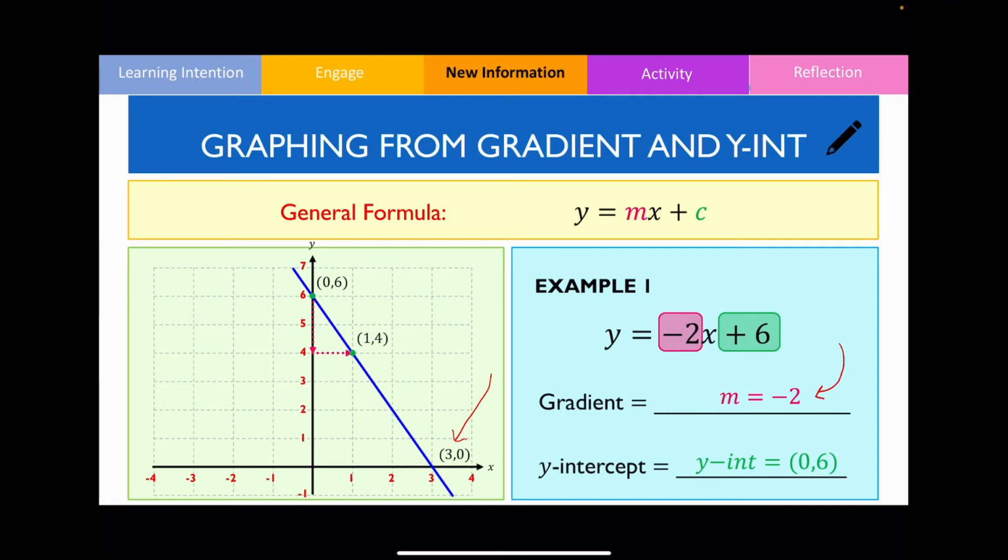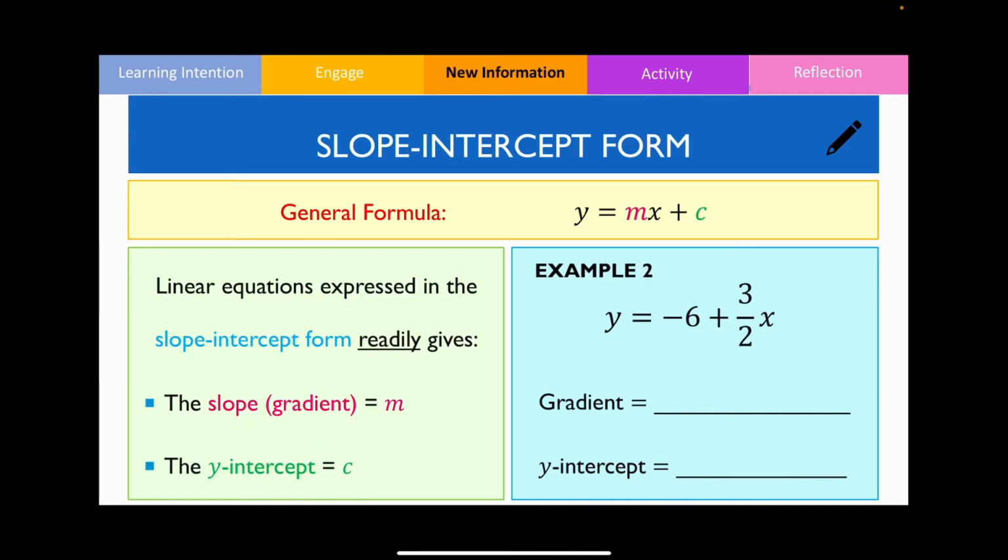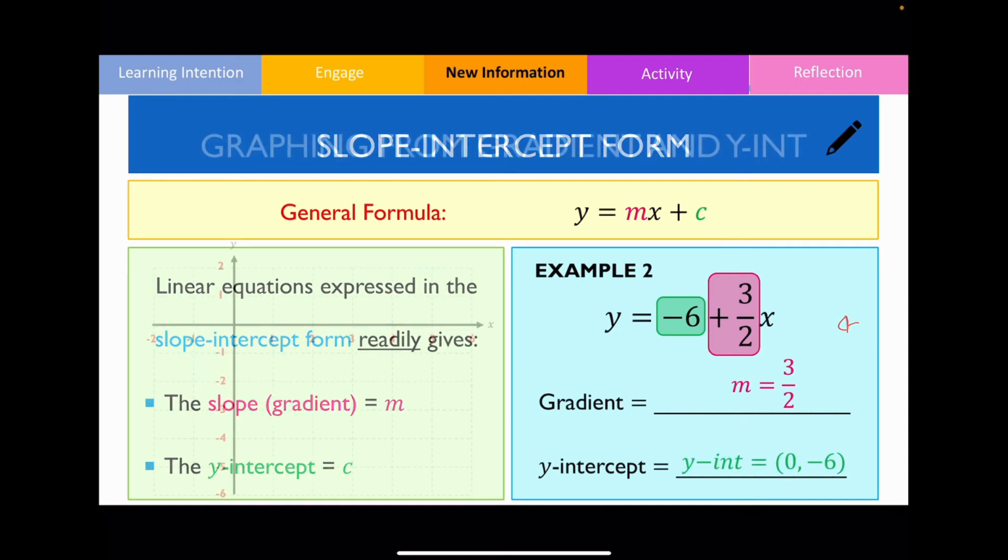Let's now look at a second example. In the second example, notice that I've switched the positions of the terms, but the same concept still applies. We need to identify my gradient. My gradient is always going to be the value that's in front of x. So in this example, my gradient is going to be equal to +3/2, which is the same thing as 1.5. And my y-intercept is going to be equal to -6. So I'll write that as (0, -6).